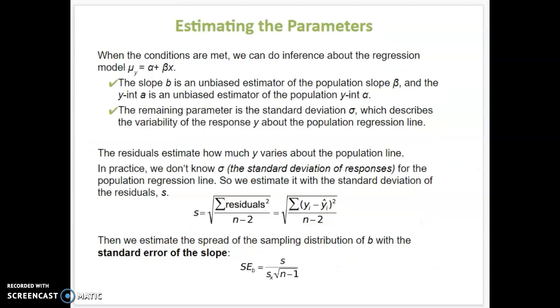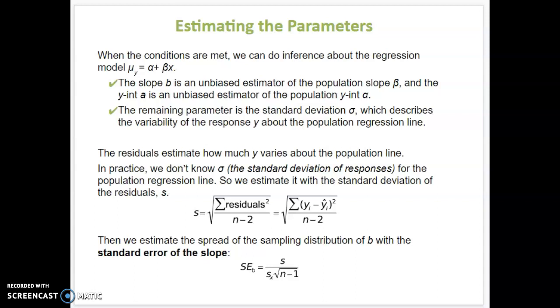So once we do this, then the slope is an unbiased estimator of the population slope. And again, standard deviation describing that variability. So it is connected, when we think, with correlation. This formula is not one that you really ever have to work with. It's the interpretation, though, that you need to know.